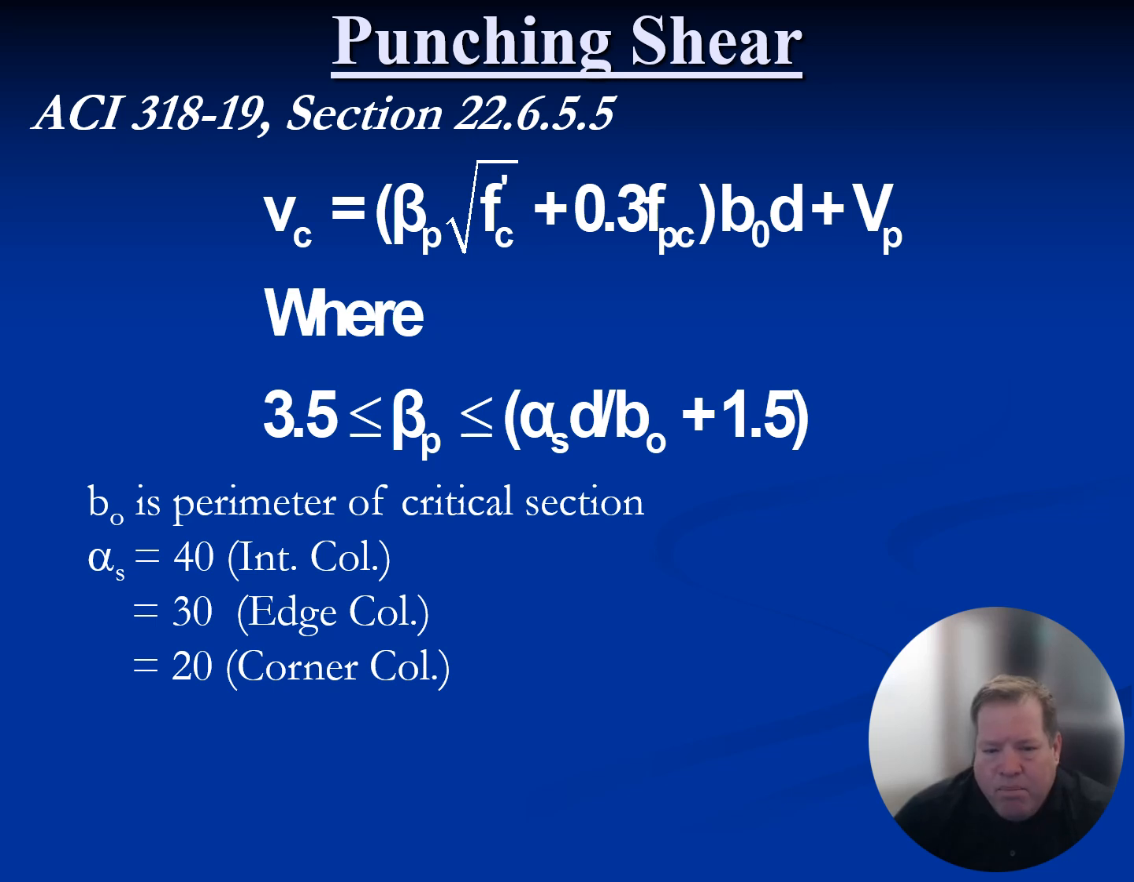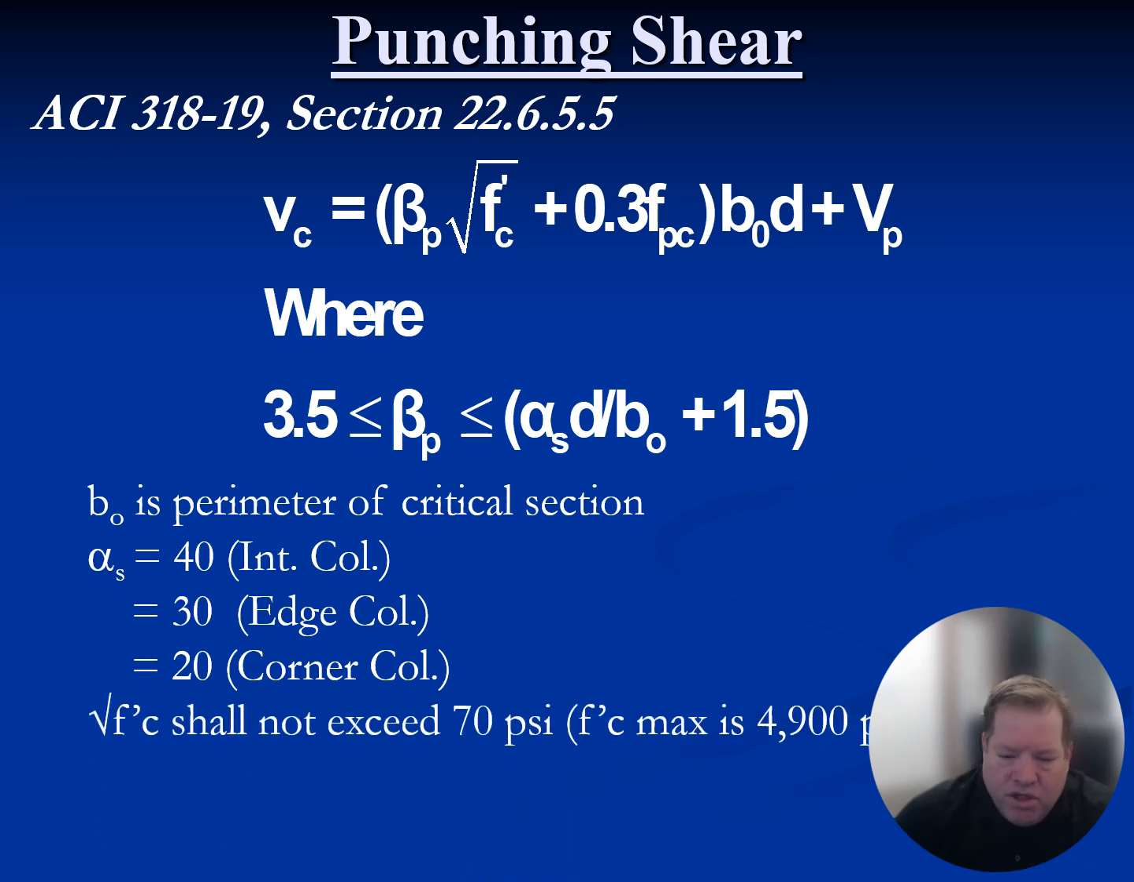The B sub P value cannot be greater than 3.5. Apparently, you just can't use 4 in post-tension concrete. The one caveat that we're trying to change, but right now we haven't, is the F prime C value: the square root of that number cannot exceed 70 psi. Basically, that means you can't go more than 5,000 psi concrete.